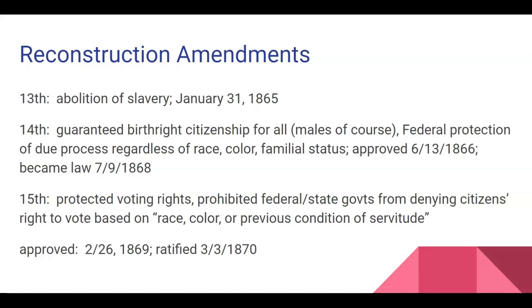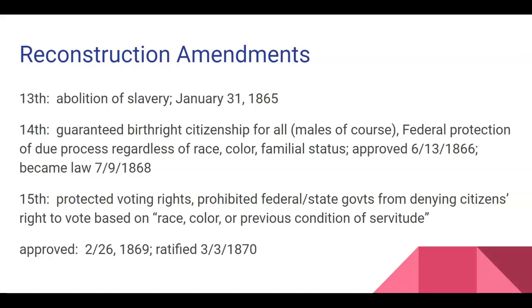The 14th Amendment guaranteed birthright citizenship for all males, of course, and federal protection of due process regardless of race, color, or your family status, meaning whether or not you were free. It was approved the 13th of June, 1866, and it did not become law until 1868. It had to go through all the ratification through the states.